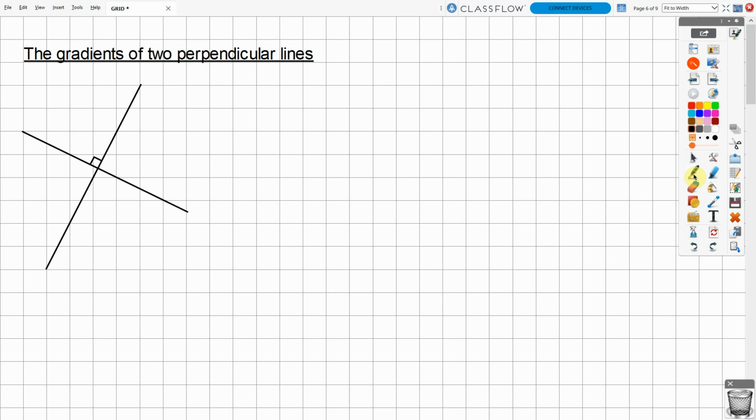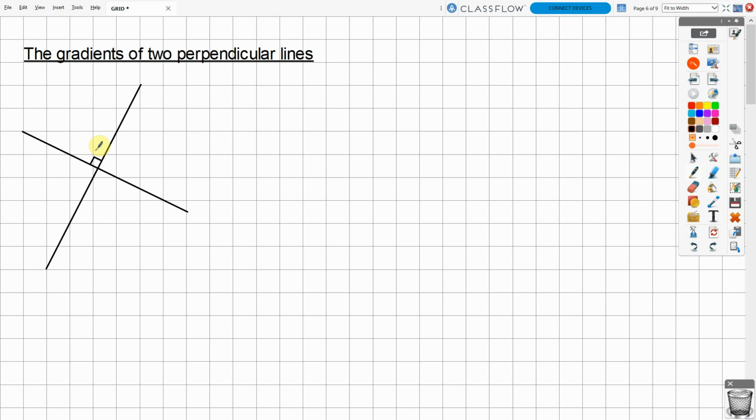You should know already that if two lines are parallel, then they will have the same gradient. That can be really helpful. But there's also a very interesting property about how the gradients of two perpendicular lines relate to each other. And that's what I want to focus on in this video, and then we'll finish with an example.